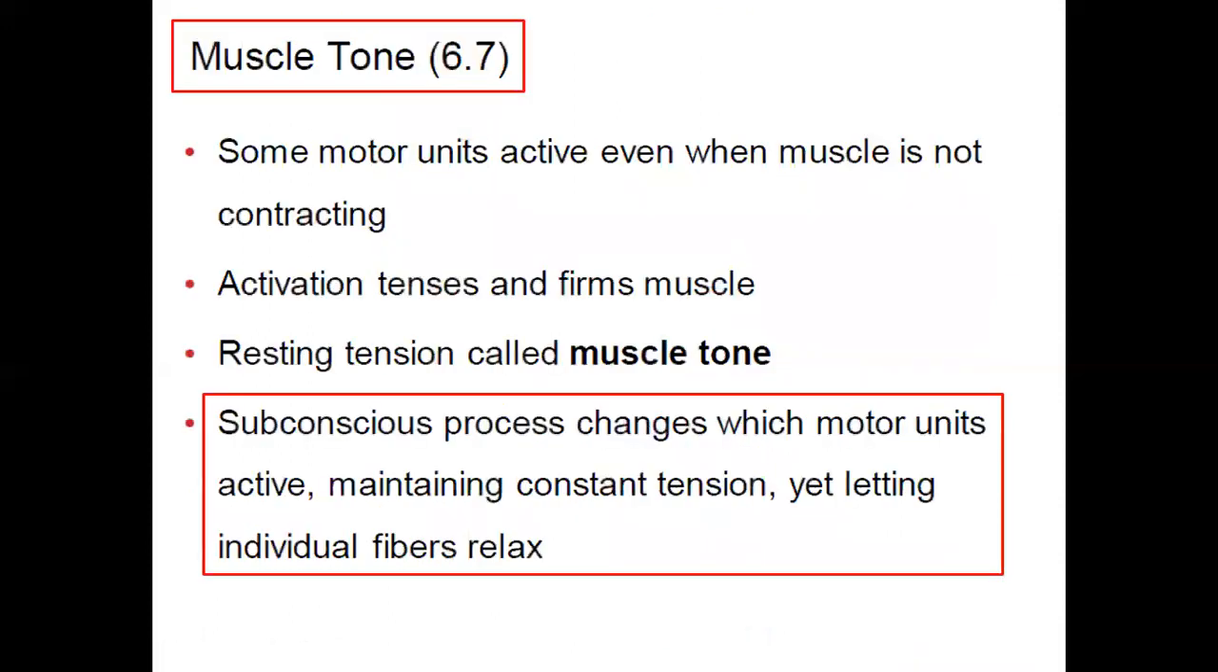Some motor units are active even when the muscle is not contracting. So you've got some muscles in your body that have motor units that are active when you're not actually contracting the muscle. And that's creating some level of resting tension called muscle tone. It's completely subconscious. There's some level of background muscle contraction, muscle tone, so that the motor units stay active and they maintain constant tension in the muscle, but let the individual muscle fibers relax.